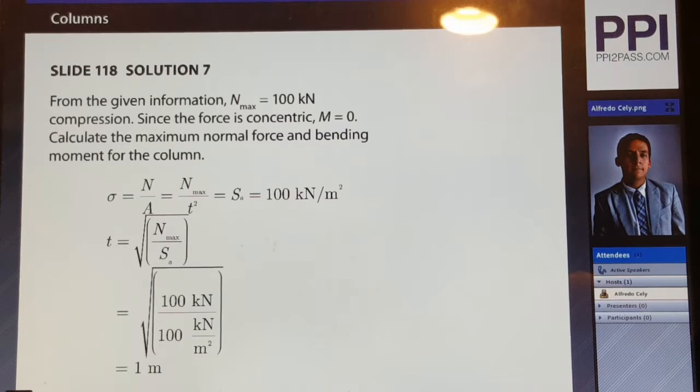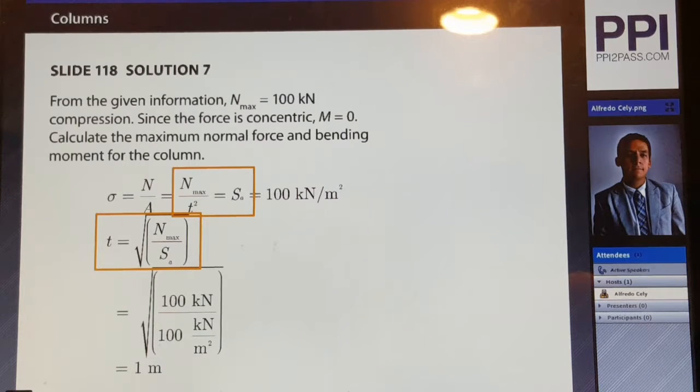So you grab this part of the equation and you solve for t. Now, because t is squared, to solve for t, we need to take the square root of all this. And that's how we solve for this equation.